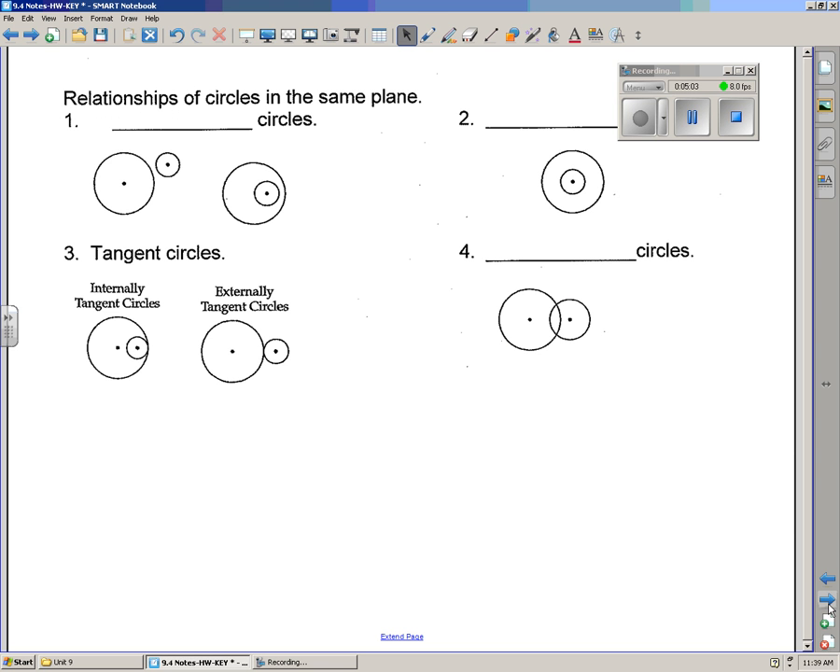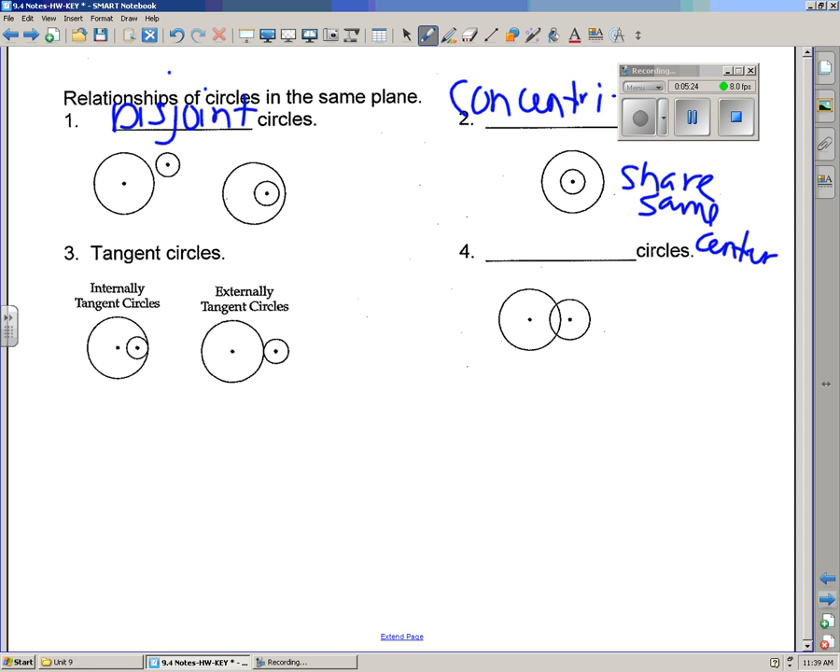Other things about circles, relationships of circles in the same plane. If the circles never touch, we tend to call them disjoint circles. If the circles share the same center, they are called concentric circles.